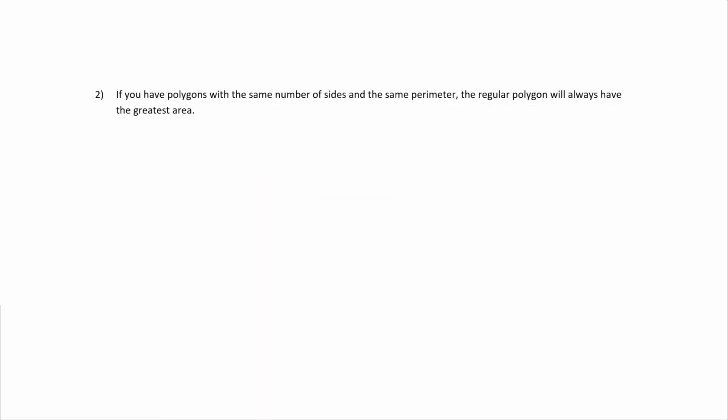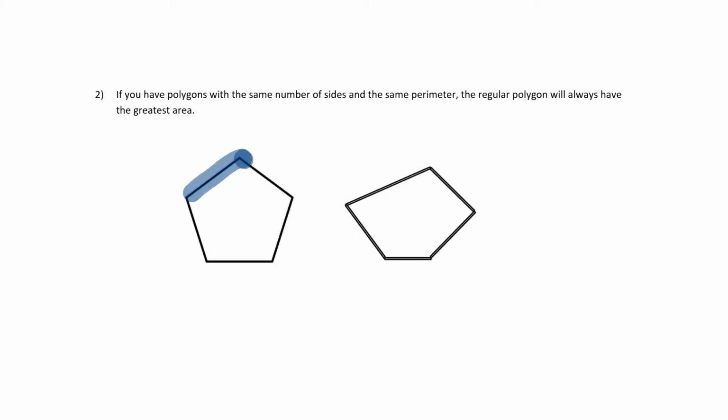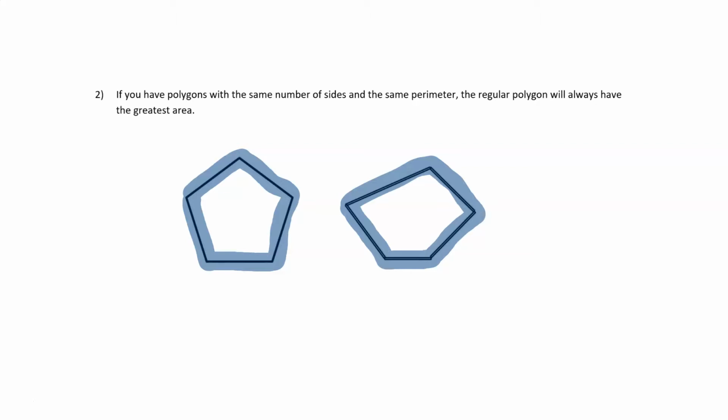If you have polygons with the same number of sides and the same perimeter, the regular polygon will always have the greatest area. So the polygon that has all of the sides the same length will have the greater area. So in this case, we're saying that the perimeter around each of the polygons is exactly the same. But in this case, we're saying that the regular polygon will have the greatest area. So yellow is greater than green.